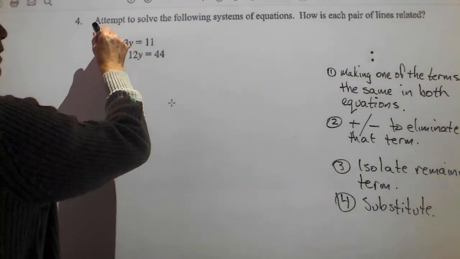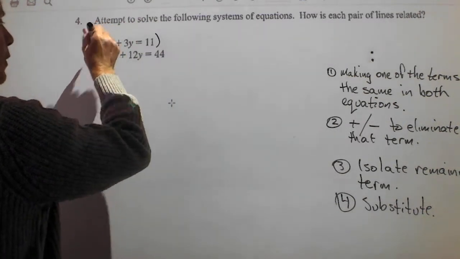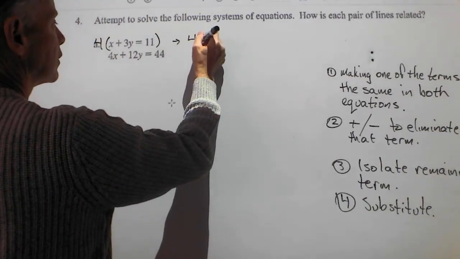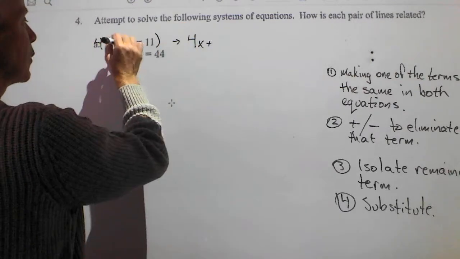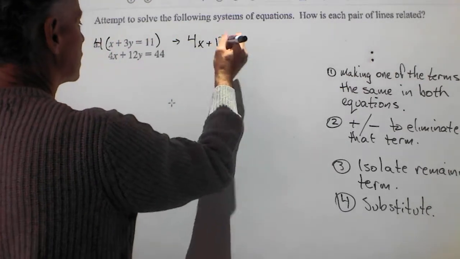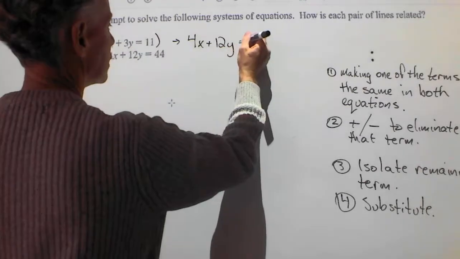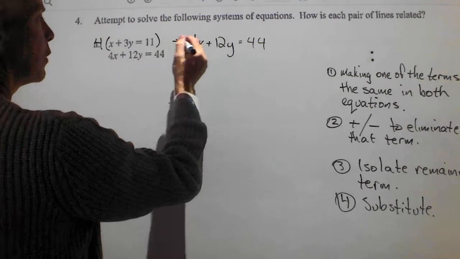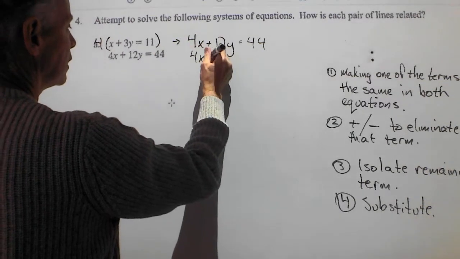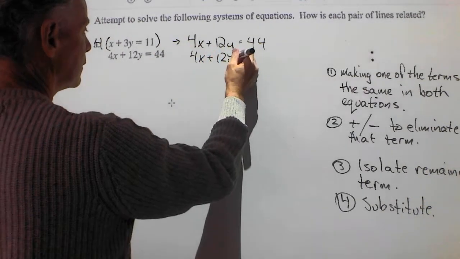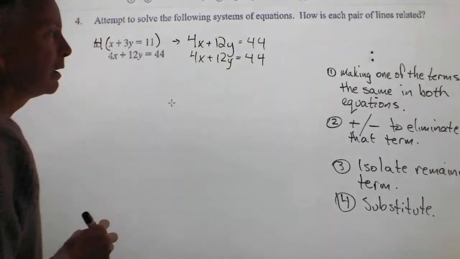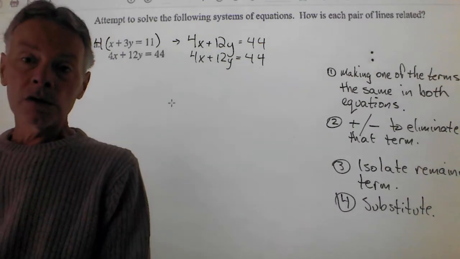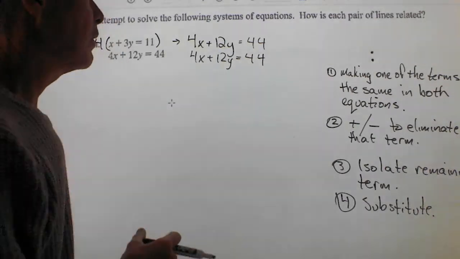Okay, so I'm going to multiply this equation through by 4. That will give me 4 times x is 4x. 4 times 3 is 12y. 4 times 11 is 44. I'll write my second equation underneath it, and you immediately notice, what the heck? It's exactly the same equation. So, let's see if we can solve it anyways.